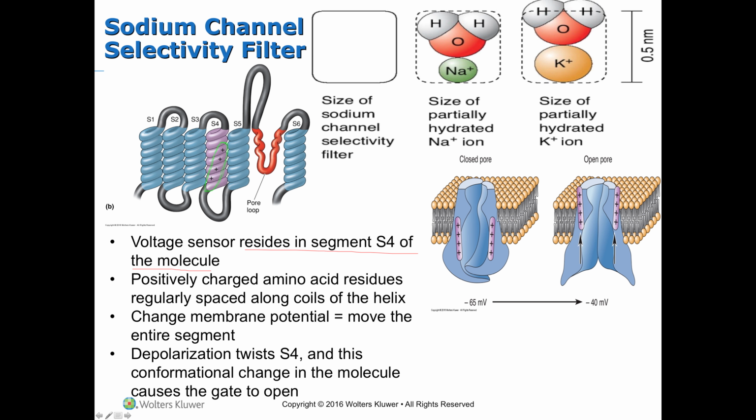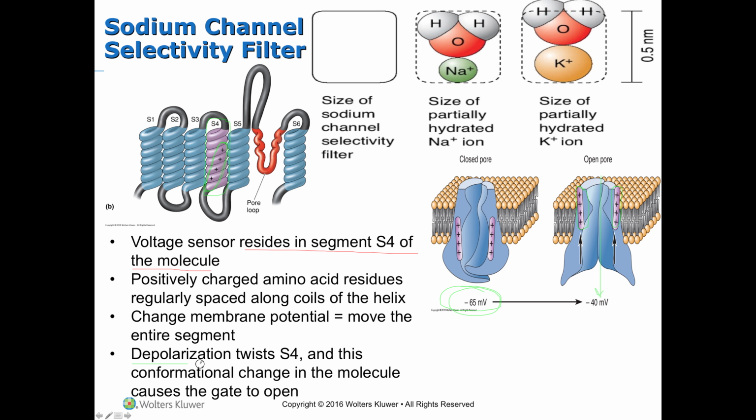So if you change the membrane potential, you move this S4 segment. And why is that? Well, if you're depolarizing the cell, you're making the cell more positive. And due to electrostatic repulsion, these positively charged sections are going to move. Now when you move this S4 segment, you're changing the configuration of this protein, allowing for this channel to open up, allowing for sodium to flow in.